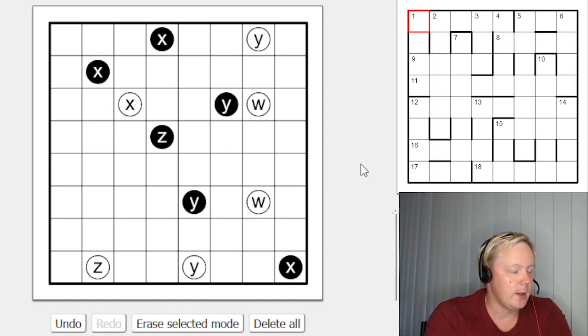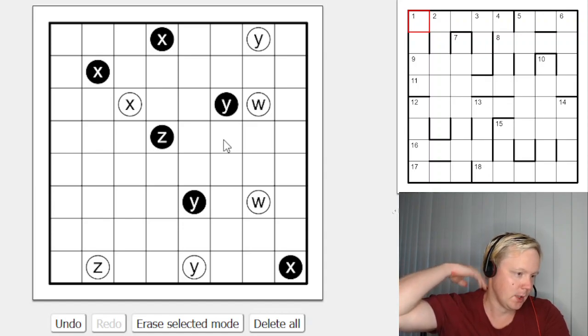Now, how do we solve shingoki? Well, this is the same type of puzzle that we had last time, mid loop. A bit different rules, but we have to make a single loop again. And again, we're going to do it in parts.